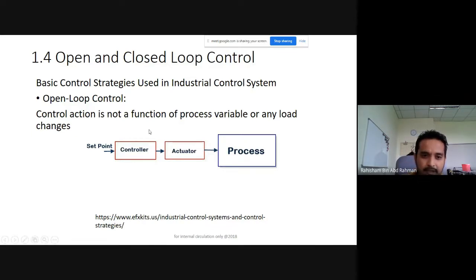For example, say you set the set point to 100 degrees Celsius, and then it will run at 100 degrees. What will happen if there is a disturbance, like cool temperature outside? It will affect the process, and that is not taken into account in the input. Open, so the output can vary to a certain level.